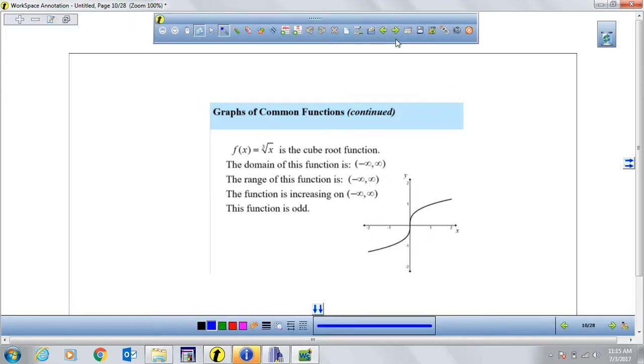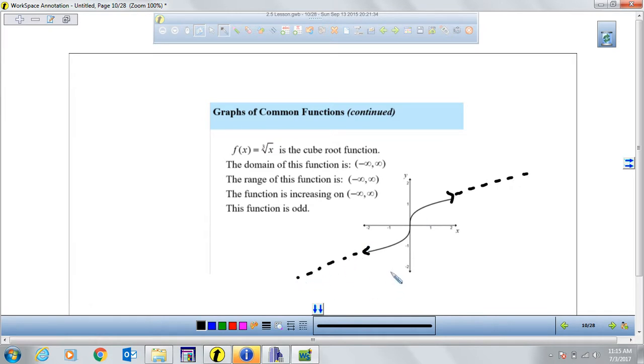And last but not least is f of x equals x cubed. I mean, not x cubed, but the cube root of x. That one looks also like a snake shape, but that one goes more to the sides. Okay. So on this one, we can see that the graph keeps going to the right and the graph keeps on going to the left.